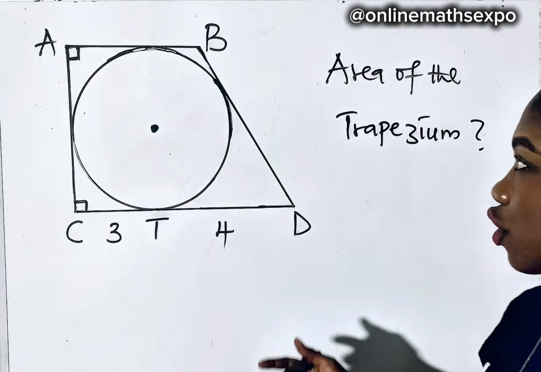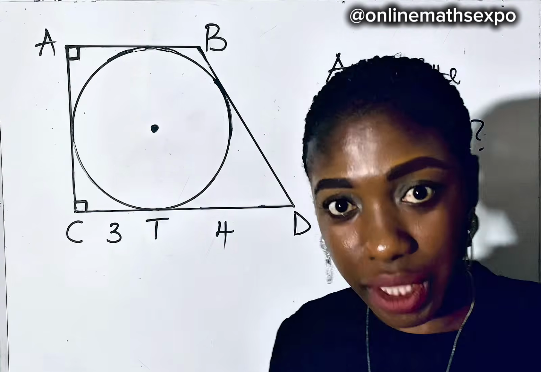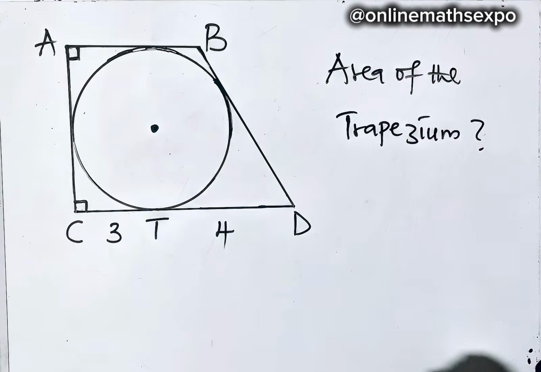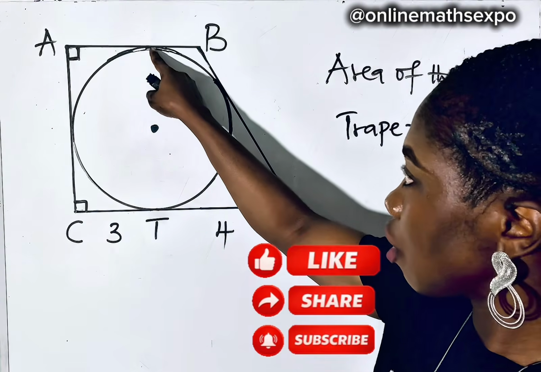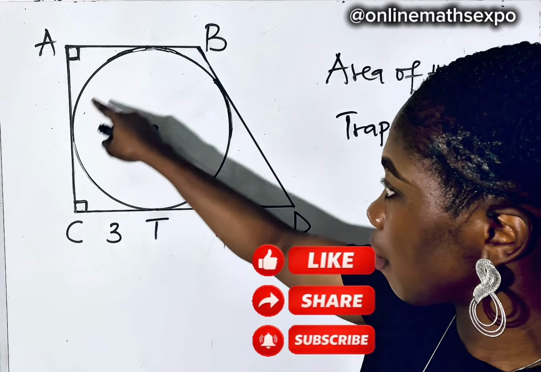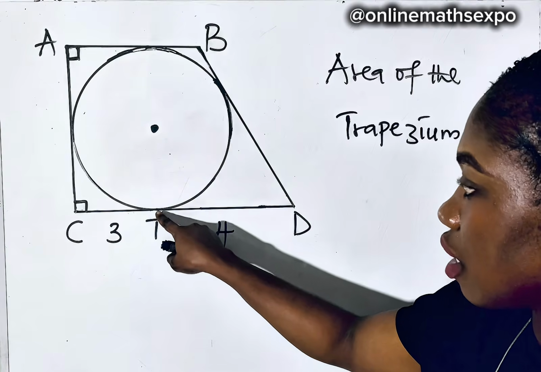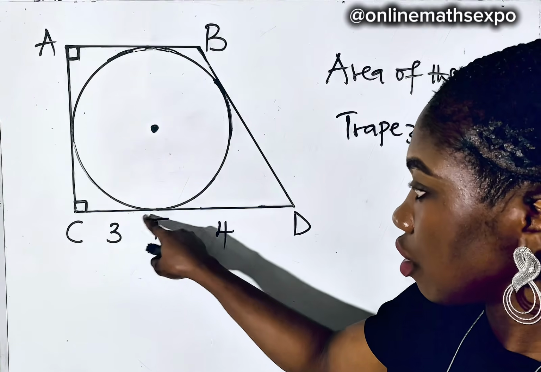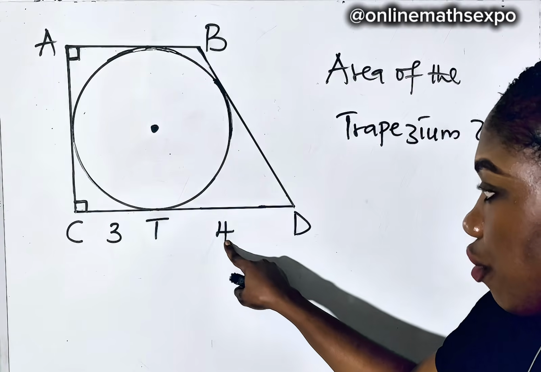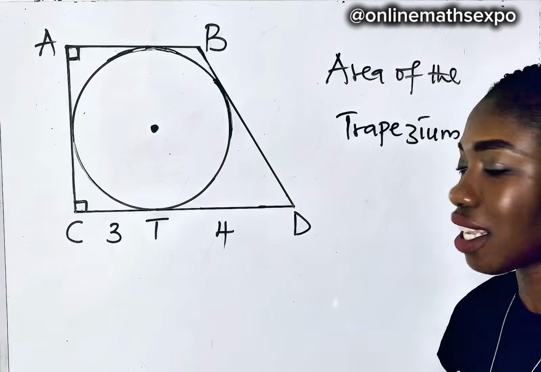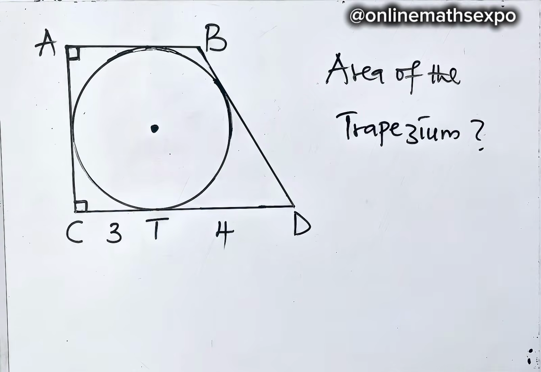We are given a trapezium ABCD, or you call it trapezoid, whichever. They are the same. And inscribed is a circle such that the circumference of the circle is touching this trapezium at this point, you can see. And this length CT measures 3 units, length TD measures 4 units, and then the question is asking us to find the area of the trapezium ABCD.